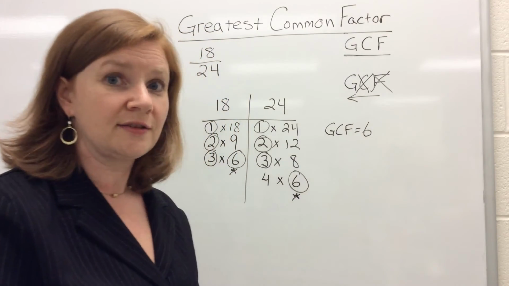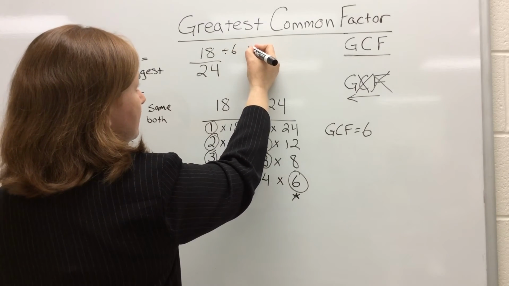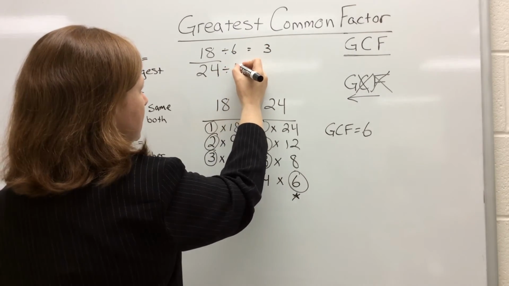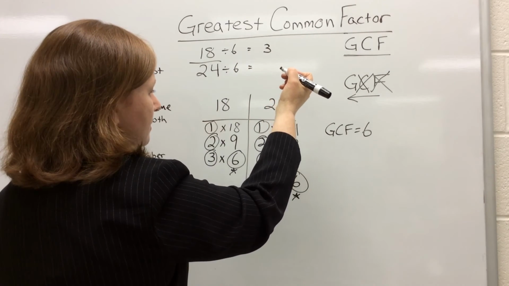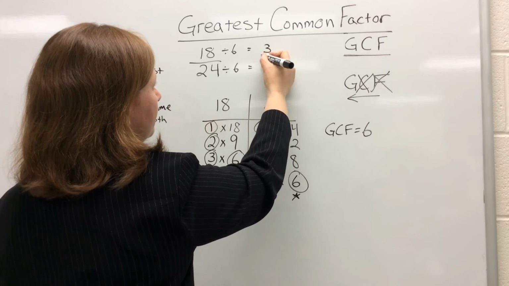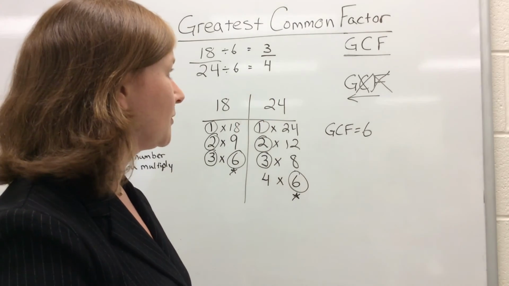I can use 6 to simplify my fraction. 18 divided by 6 is equal to 3. And 24 divided by 6 is equal to 4. And my simplified fraction is 3/4.